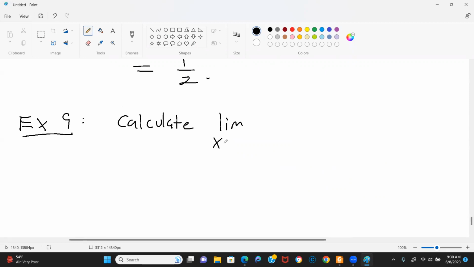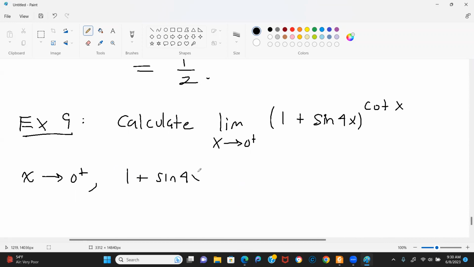the limit as x goes to 0 from the right of 1 plus sine of 4x to the cotangent of x. Okay. So what happens if we try to just naively compute this limit as x goes to 0 from the right? Well, 1 plus sine of 4x is a continuous function, so I can just plug in x is 0, and it's going to be 1 plus sine of 0, and sine of 0 is 0. So it's going to approach 1.